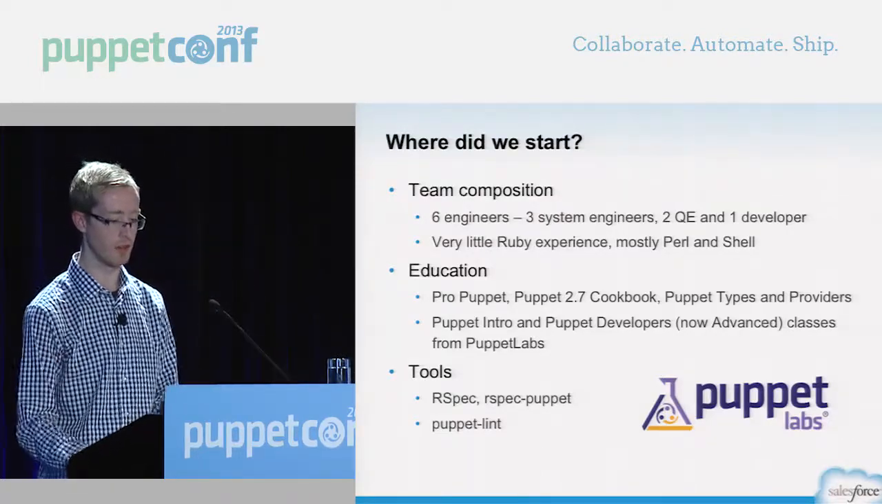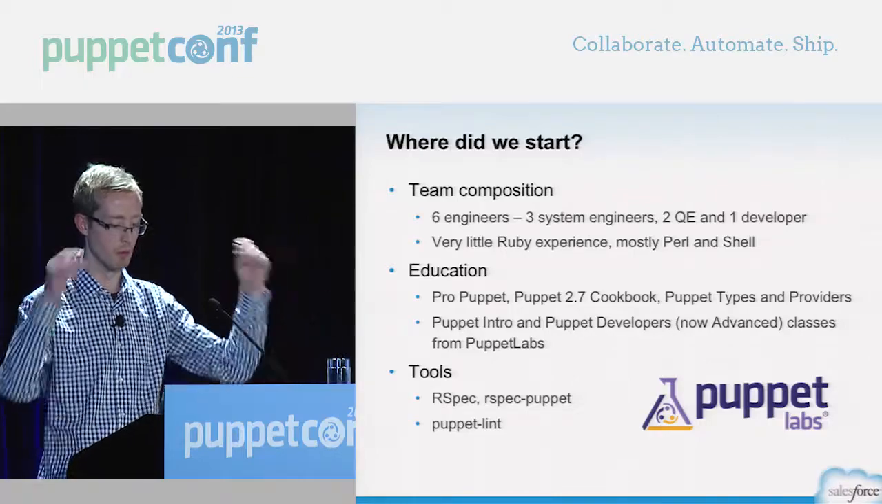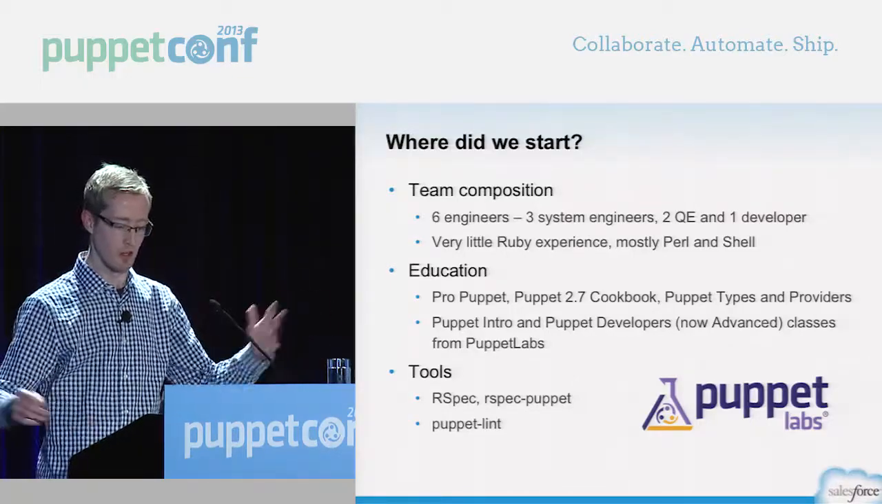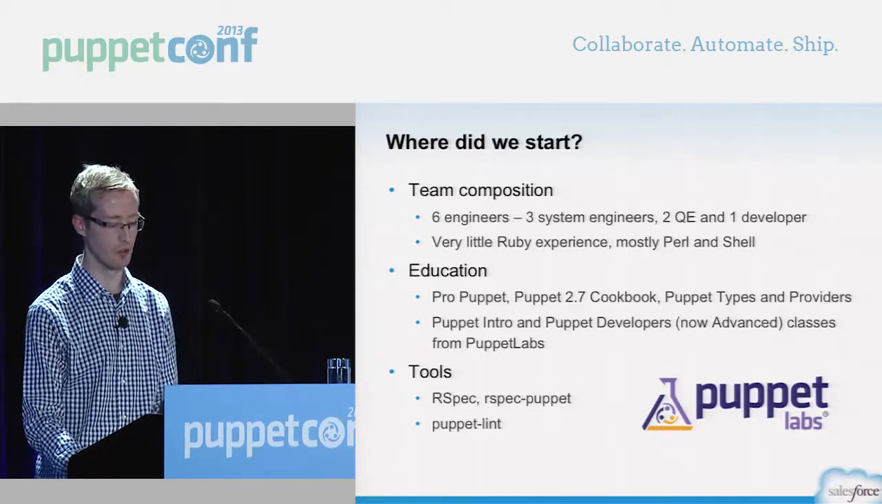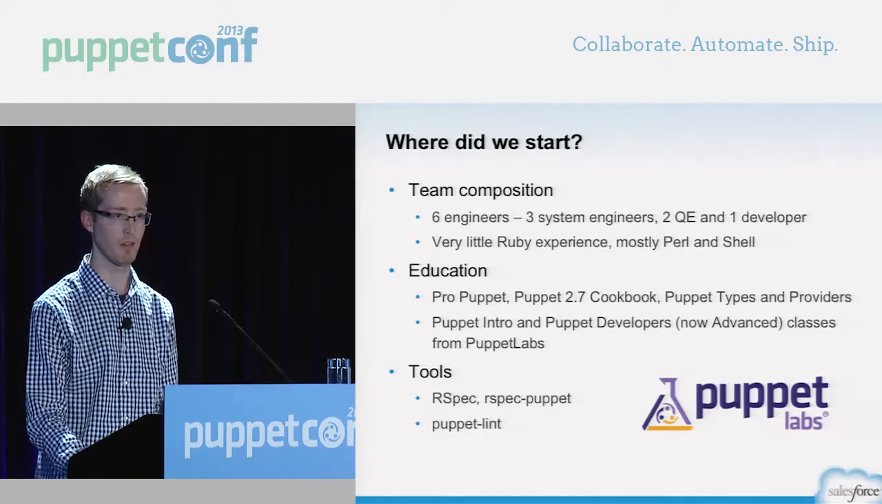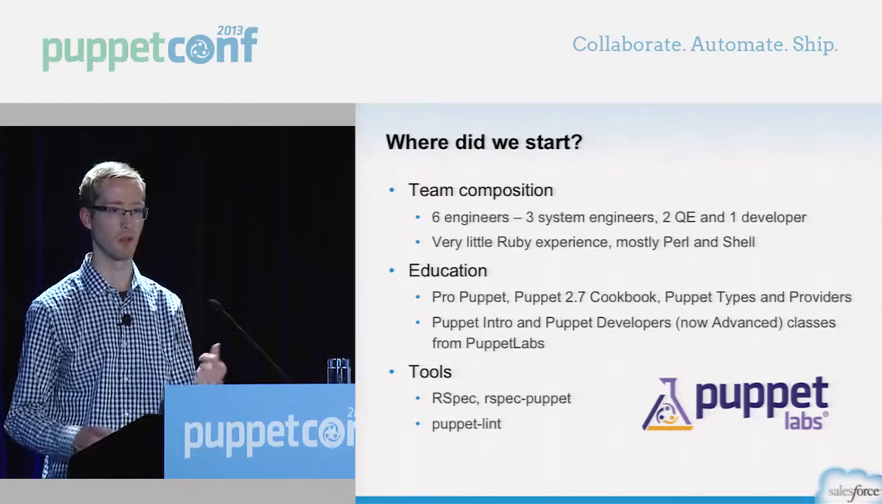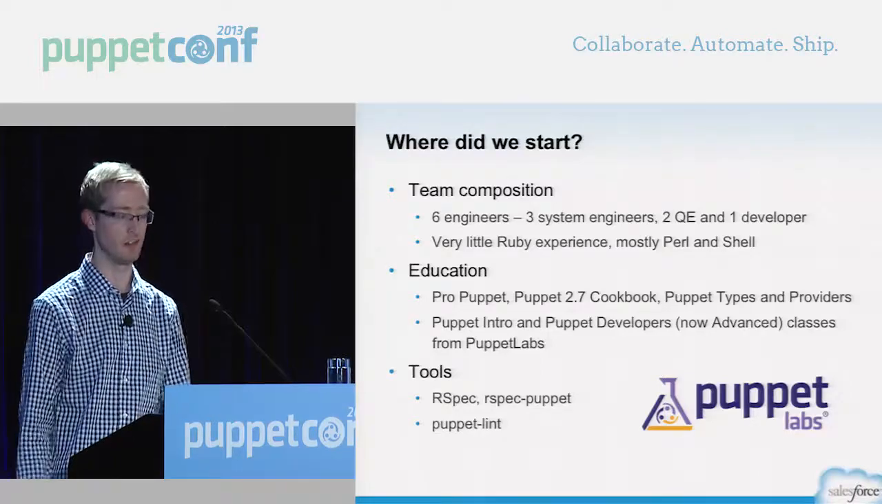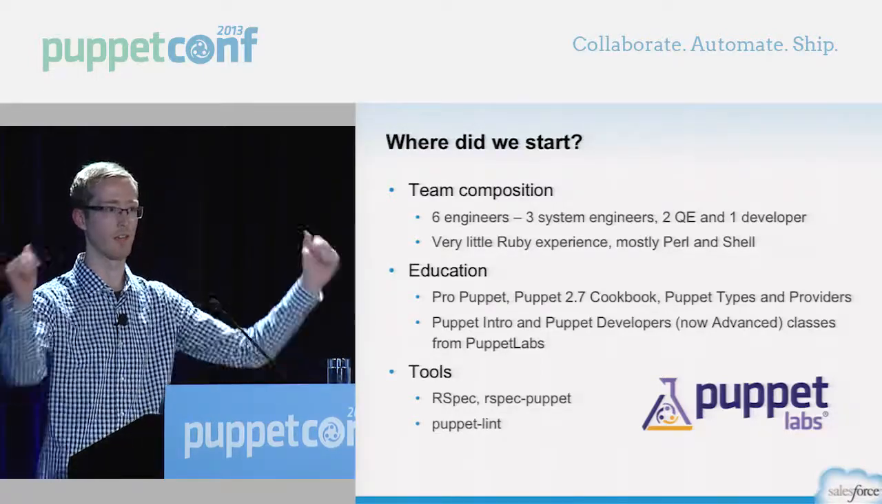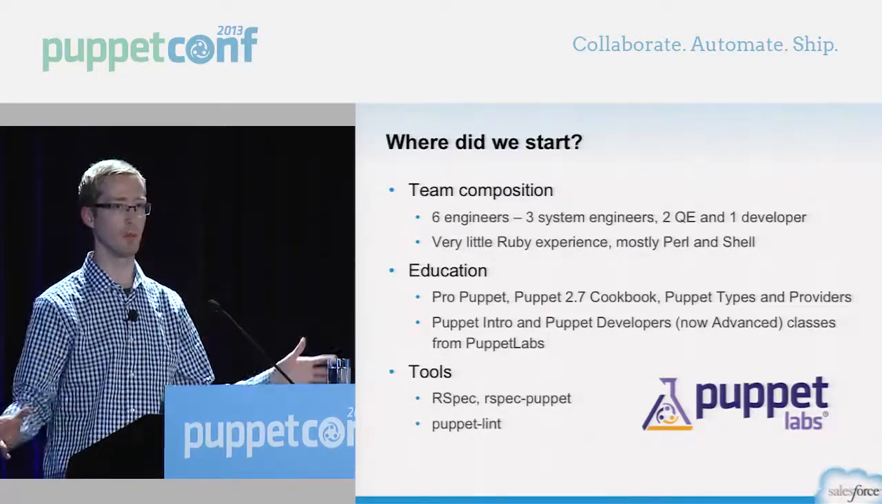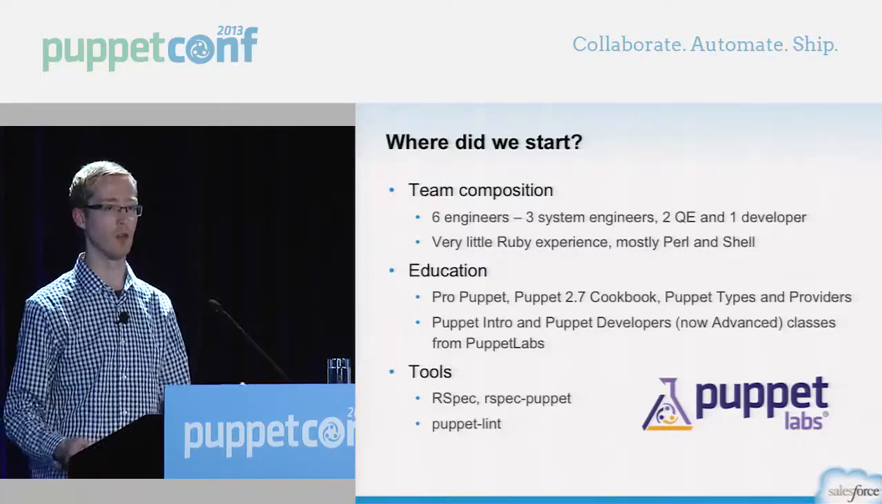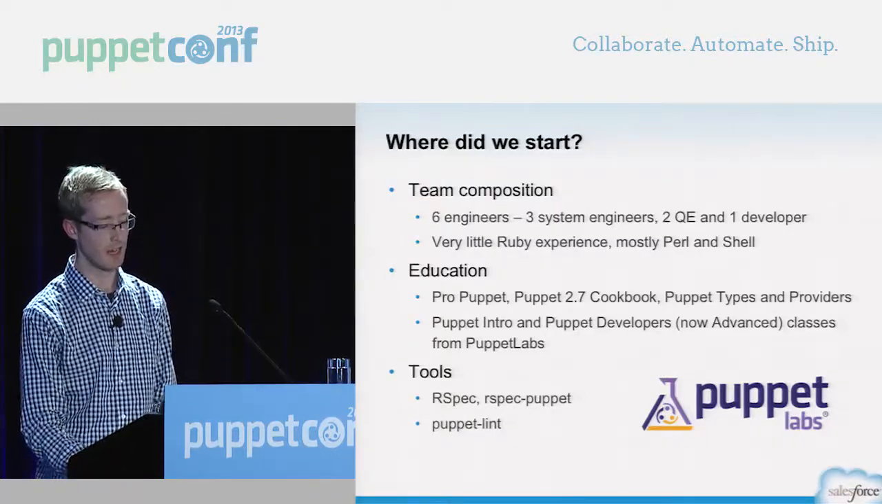So we talked about composition, education. What do we do with tools? Our first attempt at testing tools was RSpec and RSpec Puppet, and that happened because we jumped on Google and said, how do we test Puppet? And RSpec Puppet came back. So we're like, that's what we're doing. Nobody really knew what it was. Nobody knew how to use it, but that's what we were doing.